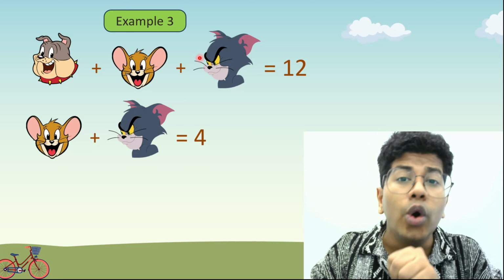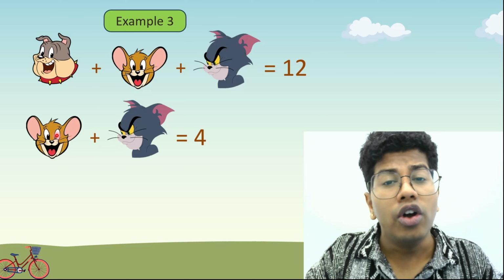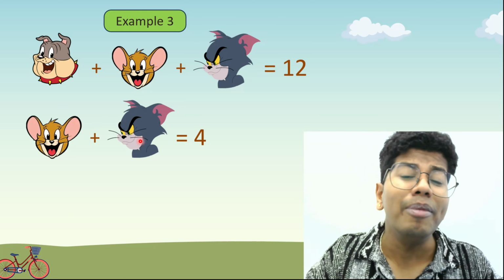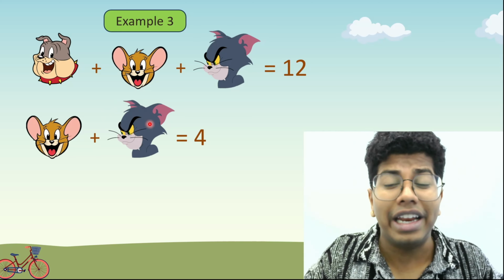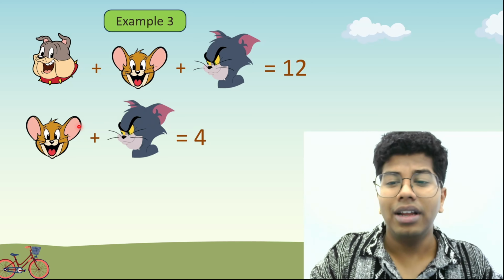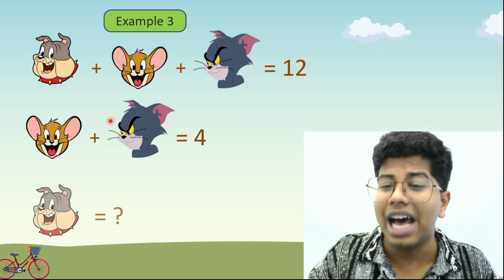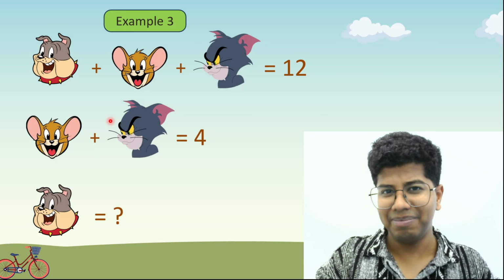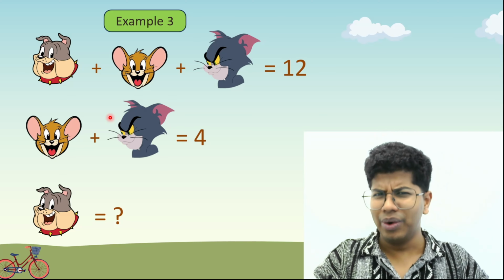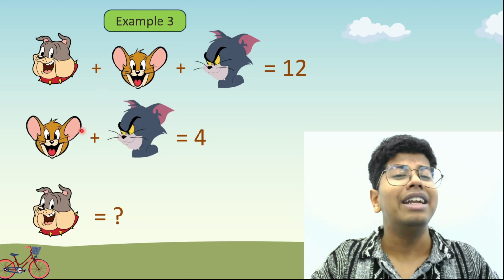Now here we don't know how many they eat individually. Like we don't know how many Jerry eats and how many Tom eats. It can be 1 and 3, it can be 2 and 2, or it can be 4 and 0. We are not even sure. But the question is asking us to find out how much did Spike eat, the cute little doggo.